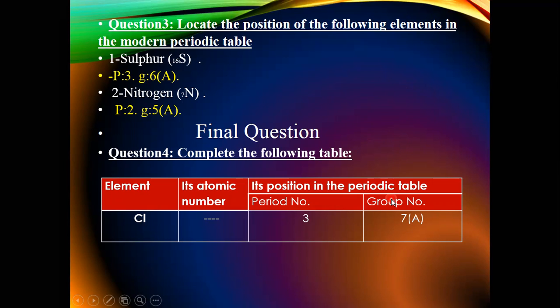طب هو جروب نمبر كام؟ 7A. 7A يعني number of outermost electrons 7. يعني كأنه بيقول لي 2 8 7، يبقى atomic number 2 plus 8 plus 7 يعني 17.